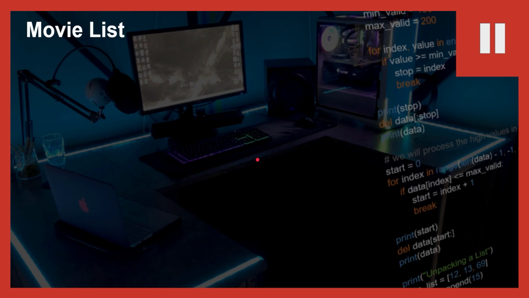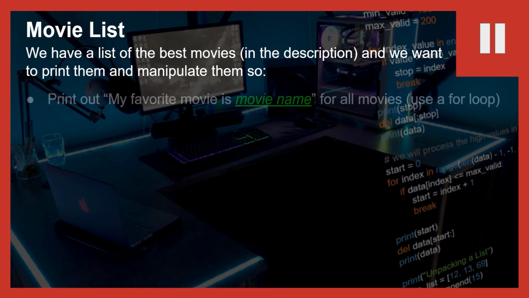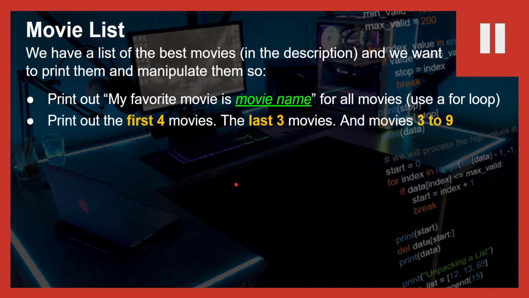Okay, so your challenge is going to be the movie list. We have a list of the best movies. The list is going to be in the description or the top comment, and we want to print them out and manipulate them. So first of all, you need to print out "my favorite movie is" and then the movie title for all the movies using a for loop. Next, you'll need to print out the first 4 movies, the last 3 movies, and the movies 3 to 9.